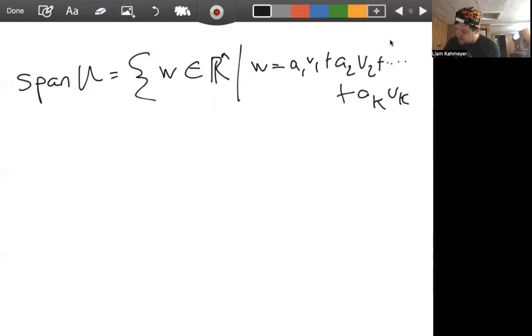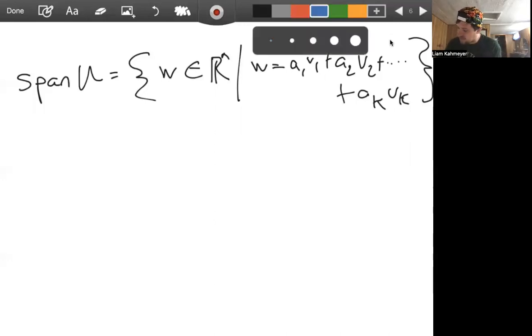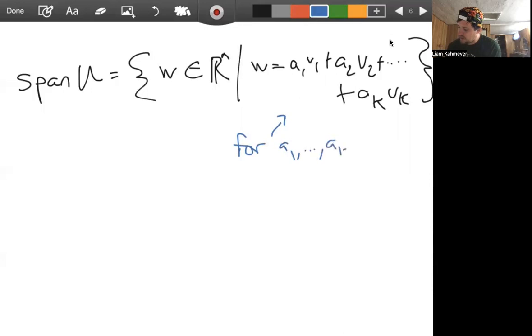So basically the span is this collection of vectors such that W can be written as a linear combination of the vectors v1 through vk, which was the set U, right? And then here, to be more explicit, in the set notation, this is for a1 through ak. These are coefficients, right? They're real numbers or scalars. And so we would just say a1 through ak are elements of the reals there.